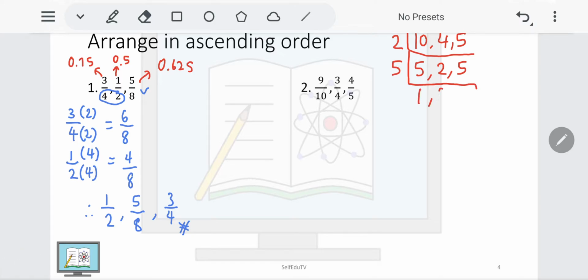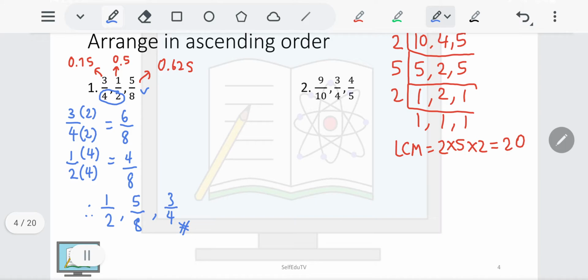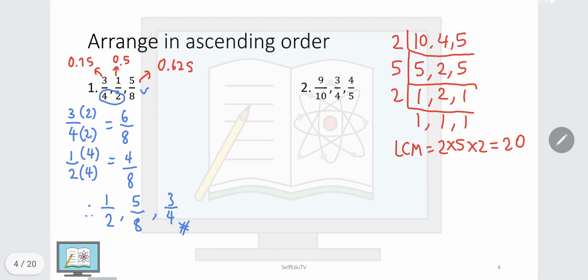So I continue the division. So LCM will be just 20. Since the LCM is 20, it means I can make 20 the common denominator for these three fractions. Okay, so let us change.